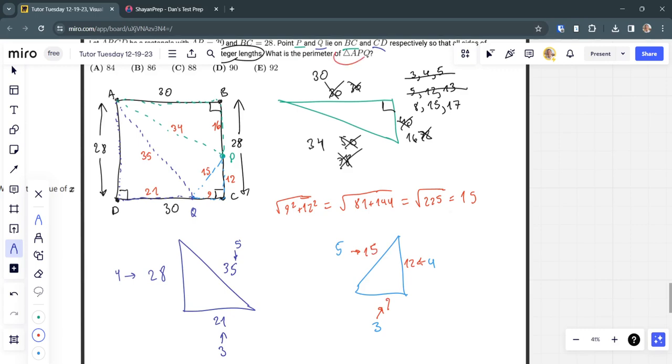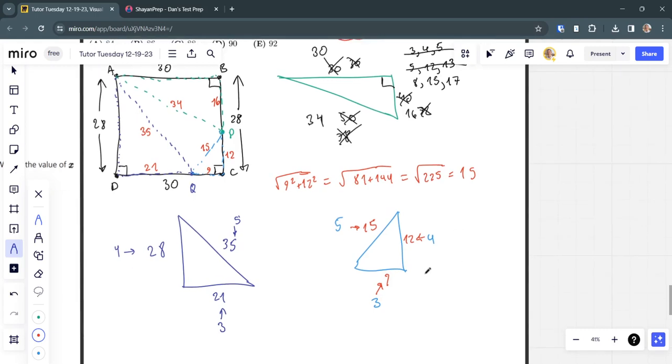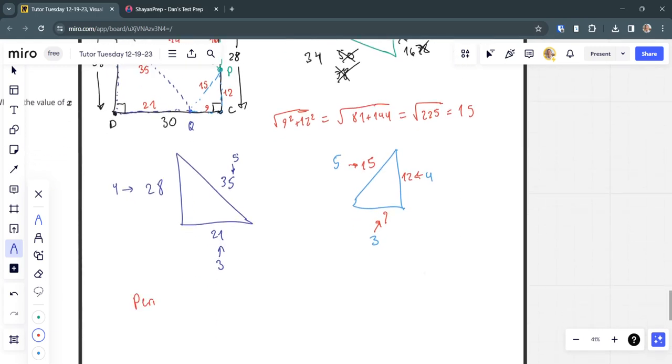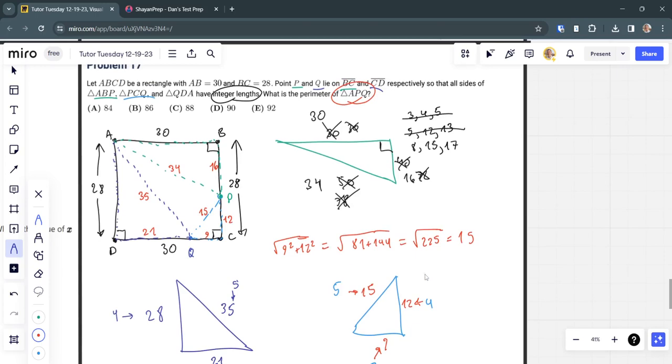I think we were asked about the perimeter of triangle APQ. So the perimeter is going to be the sum of those side lengths that make up APQ, which looks like 34 plus 15 plus 35. 15 plus 35 is 50, 30 plus 34 is 84. So I believe our answer is A.